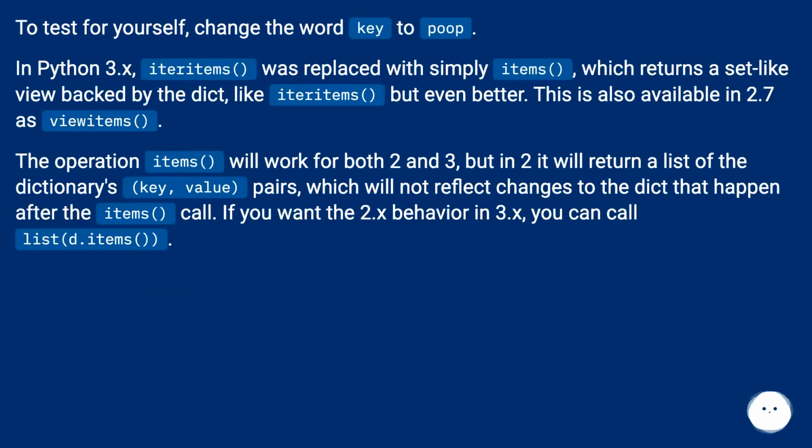In Python 3, iteritems was replaced with simply items, which returns a set-like view backed by the dict, like iteritems but even better. This is also available in 2.7 as viewitems. The operation items will work for both 2 and 3, but in 2 it will return a list of the dictionary's key, value pairs, which will not reflect changes to the dict that happen after the items call. If you want the 2.x behavior in 3.x, you can call list(d.items()).